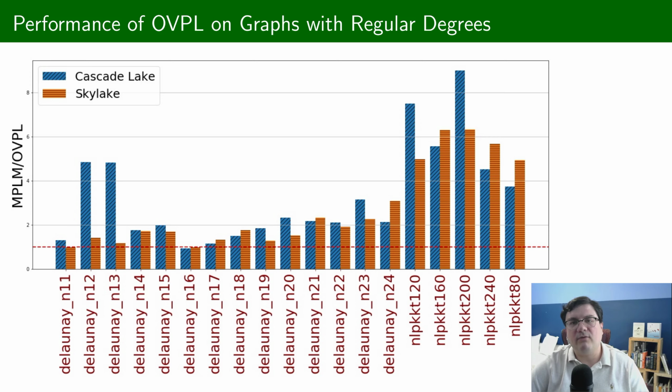OVPL showed great performance for the NLP KKT graph. It turned out that this performance is due to the regularity of degrees on that graph. We extracted more graphs from SNAP, where vertices have very regular degrees. They are shown here by size for both architectures. OVPL provides significant performance improvement once the graph is large enough if the degrees are fairly regular. Though, it should be noted that OVPL requires a significant preprocessing, which negates some of its benefits.